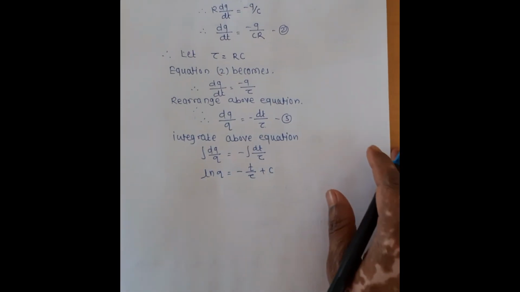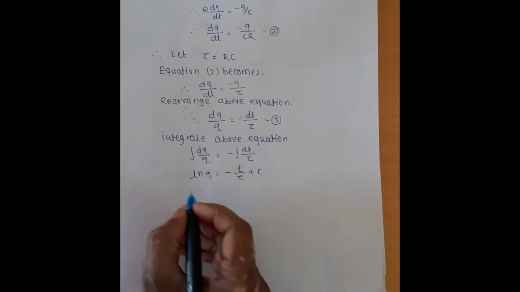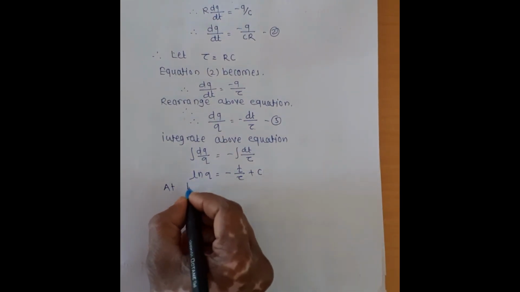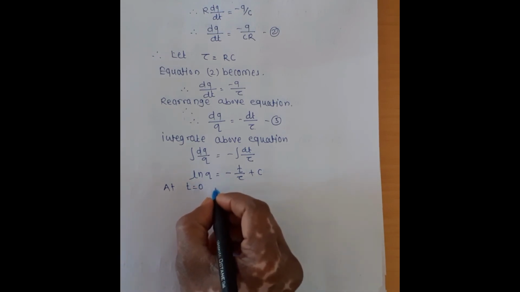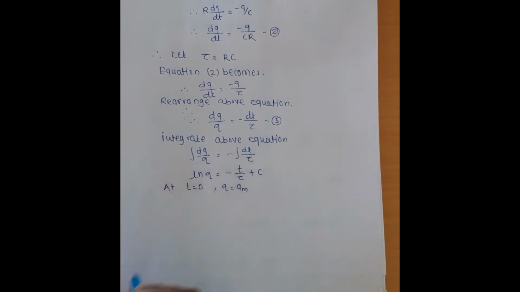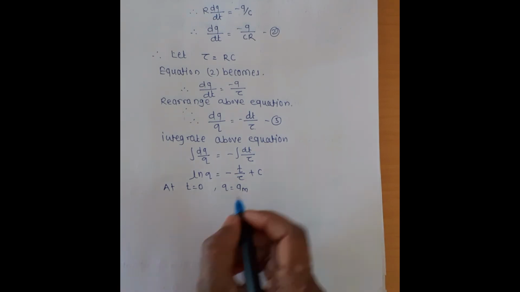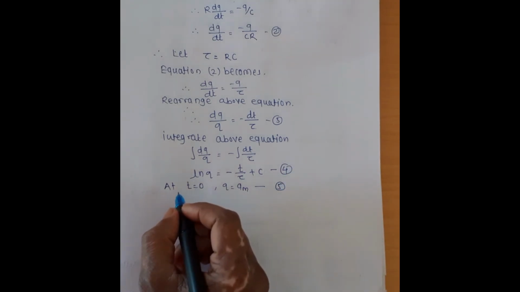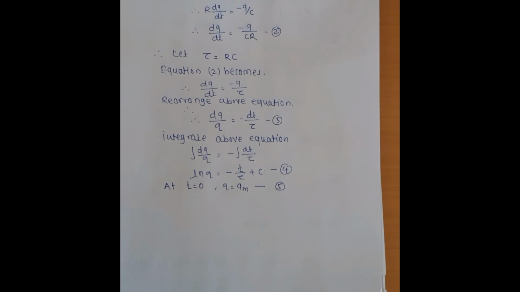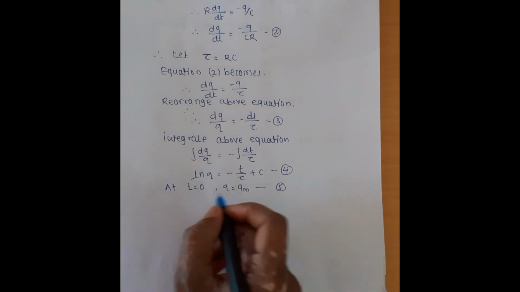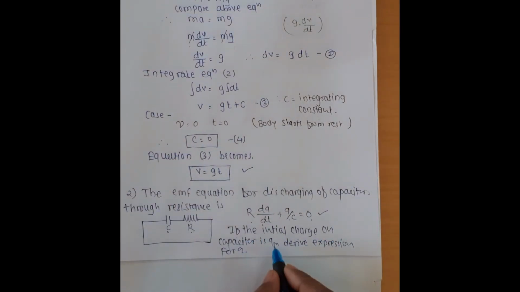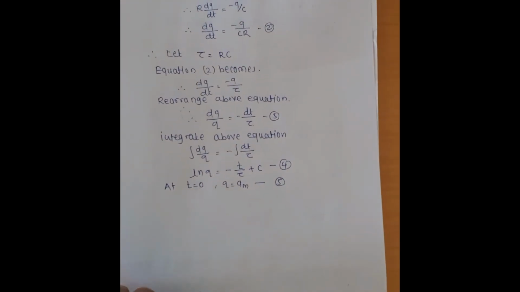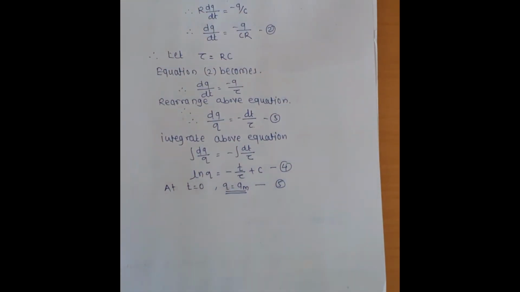Okay, so what condition is given in this problem? At t is equal to 0, q is equal to qm. So we put this condition in this equation, this is equation number 4, this will be 5. At t is equal to 0, it means it is the starting position; at that time current is not yet flowing, so time will be 0 and q will be qm. Why? Because the condition is given that the initial charge on the capacitor is qm, so that's why we use q is equal to qm.